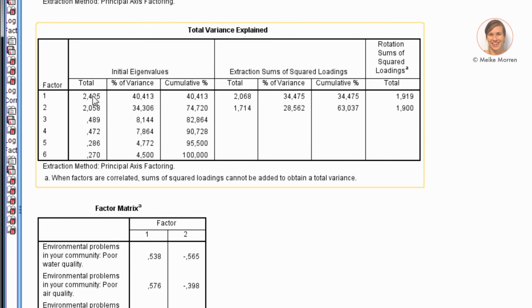If we go to the eigenvalues in this table, you see that the first two are actually a lot larger than 1. After that they become a lot smaller. So also according to the other two rules, I would have selected two factors. The explained variance of two factors is 75%, and the first two factors have an eigenvalue larger than 1.